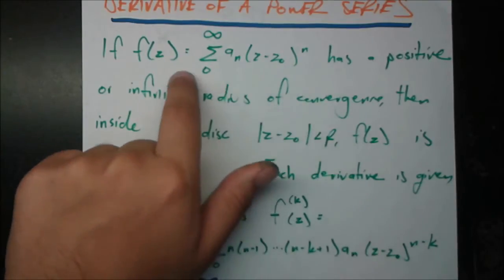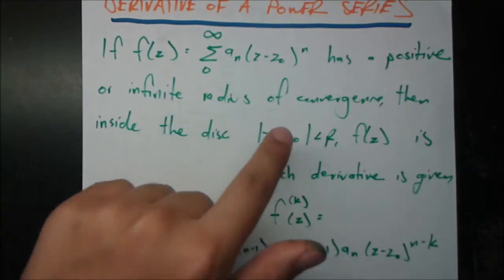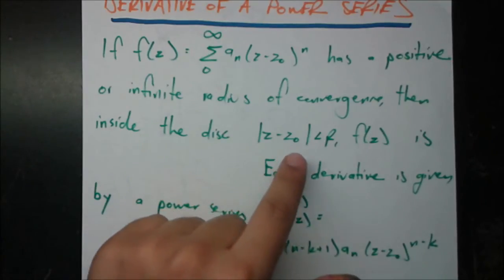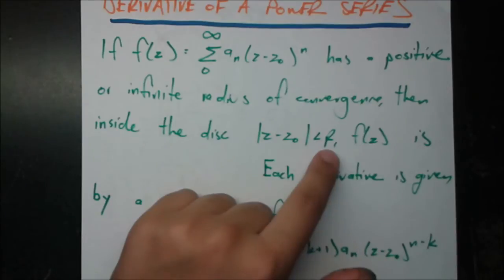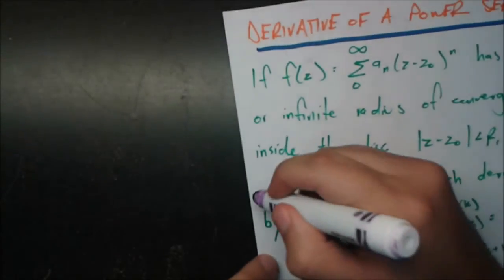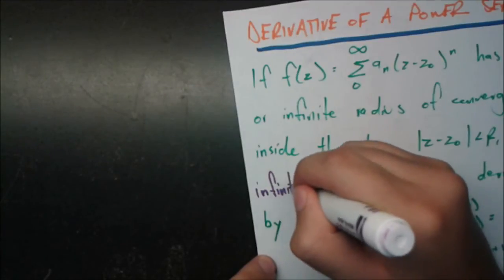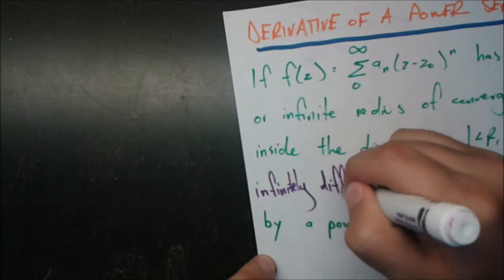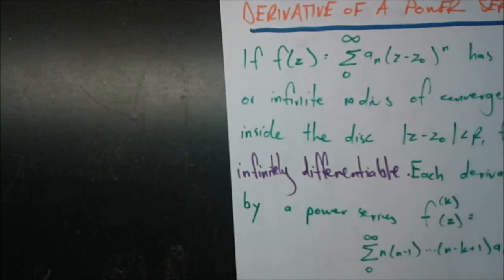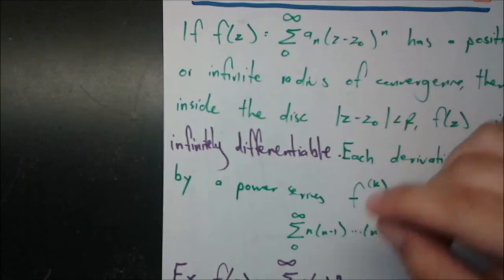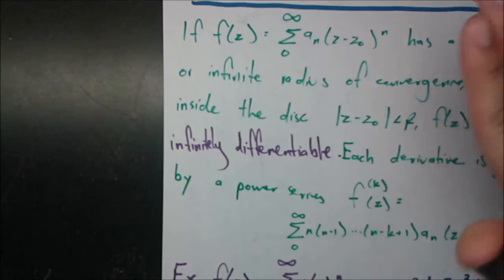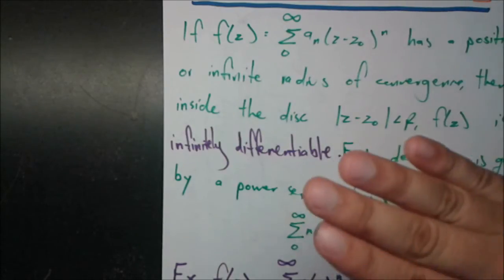If this series or function has a positive or infinite radius of convergence, so not 0, then inside this disk, modulus z minus z naught less than r, so the disk centered at z naught with radius r, inside that disk, f of z is what? It is infinitely differentiable. And what does infinitely differentiable mean? It simply means that you can take the derivative once, twice, 3 times, 4 times, infinitely many times, and you won't encounter any problems whatsoever. It'll just keep being able to differentiate.